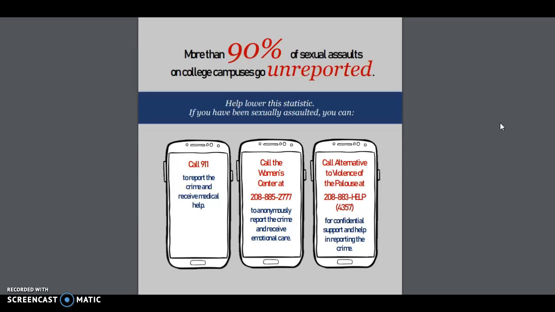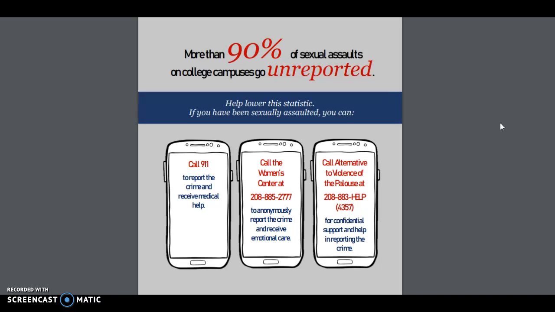For this project, I chose to create a PSA that would inform sexual assault victims on the University of Idaho campus how to report their attacker. I chose this because according to the National Sexual Violence Resource Center, more than 90% of assault victims on college campuses don't report the crime due to shame, fear, and not knowing where to go.